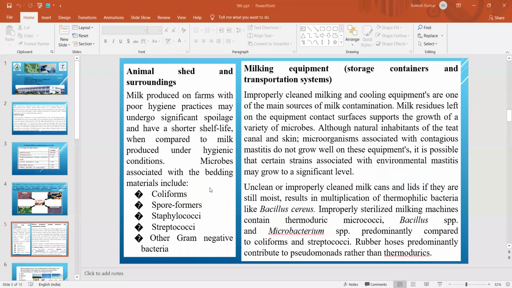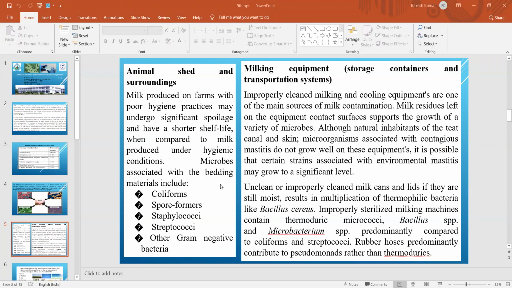Then animal shed and surroundings. It is also very important what type of environmental condition or surrounding atmosphere is there. Milk produced on a farm with poor hygiene practices may undergo significant spoilage and have a shorter shelf life when compared to milk produced under hygienic conditions. Microbes associated with the bedding materials include coliforms, spore formers, staphylococci, streptococci, and other gram-negative bacteria.